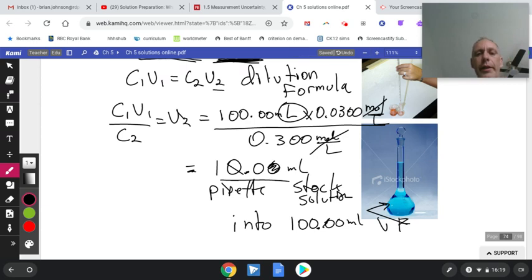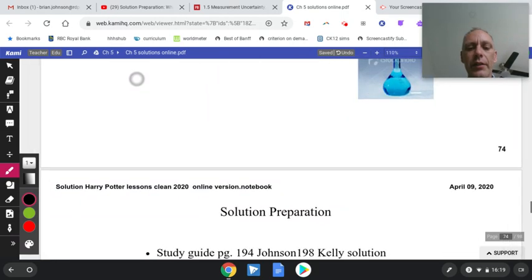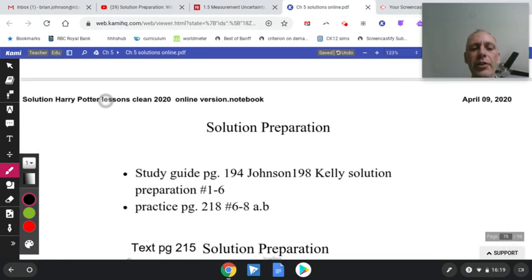This is crazy. Okay, that's the math, that's the techniques, that's everything you need to know. There's one page to do in your study guide, page 194 for Johnson, page 198 for Kelly. Questions 1 to 6. This is optional. There are some good questions in here on techniques if you'd like to review that.